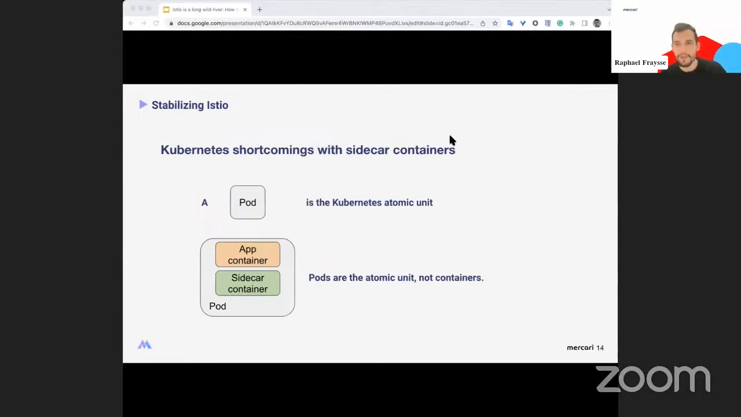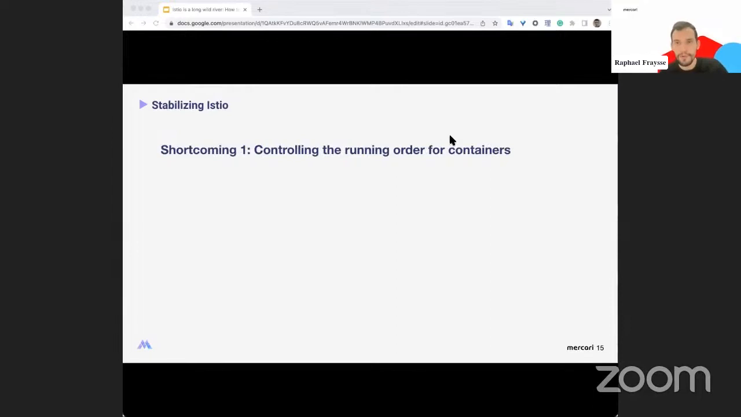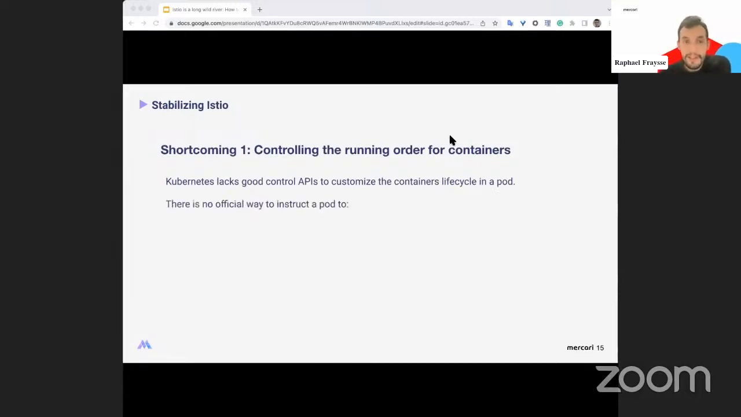So we explained quickly the Istio sidecar specifications, and the next step is to understand the shortcomings in Kubernetes with sidecar containers. In Kubernetes, a pod is the atomic unit of scheduling, and the containers are not. So Kubernetes is by default not really good at handling a pod with multiple containers. For Istio to work seamlessly, we need to control the running order of containers, but there is no clear control API to customize the container lifecycle. Actually, there is no official way to instruct a pod to both start the sidecar container first and stop the sidecar container after the app container has stopped.